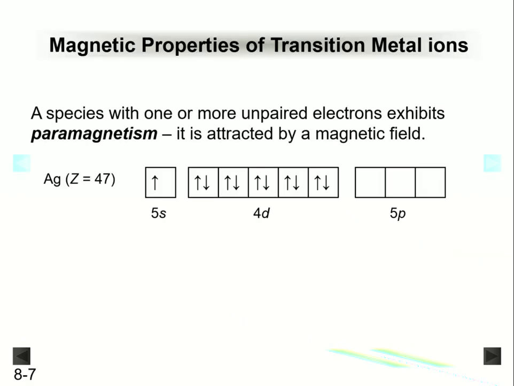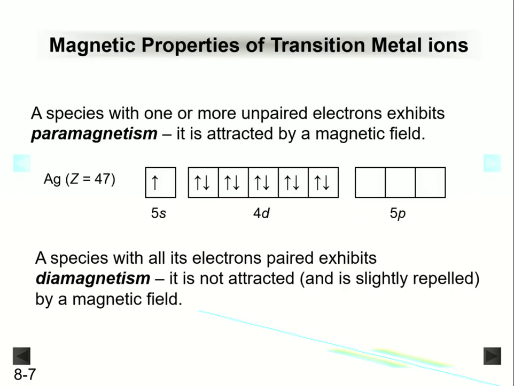Now that we recognize this, we can continue on with the magnetic properties of transition metals and, in fact, magnetic properties of metal ions and atoms in general. Paramagnetic species are those with unpaired electrons, and diamagnetic species are those with all paired electrons.